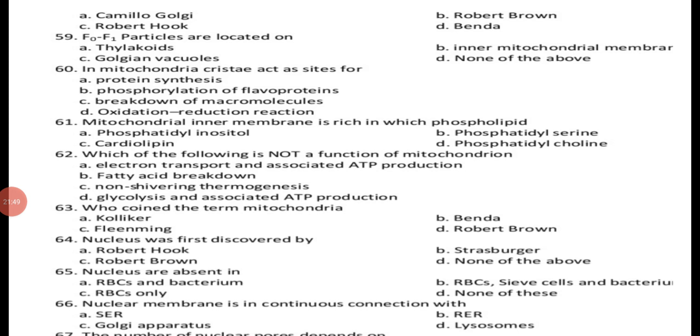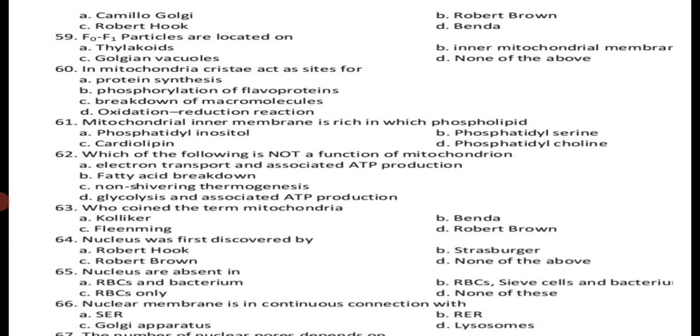Option A is a correct answer for question number 58. Option B, that is Robert Brown. Robert Brown first described the cell nucleus, and he is renowned for Brownian movement and cytoplasmic streaming. He was a Scottish botanist.